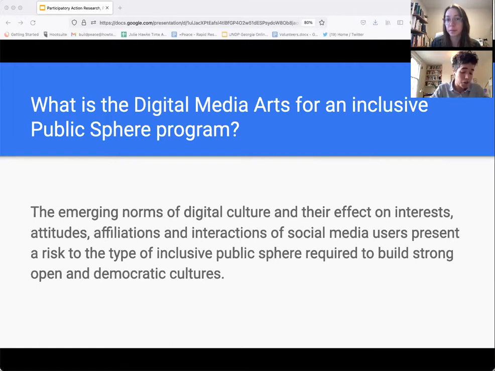This means that the emerging norms of digital culture and their effect on interests, attitudes, affiliations, and interactions of social media users present a risk to the type of inclusive public sphere required to build strong, open, and democratic cultures. As a cultural relations organization, this is really important for the British Council to explore as an area of work. As a digital peace building organization, it's something that's of great interest to us at Build Up as well.